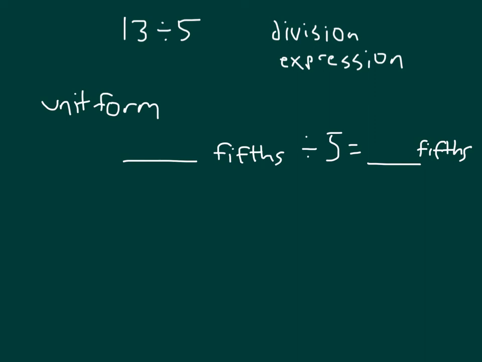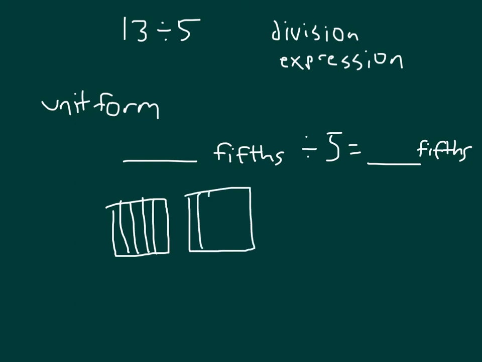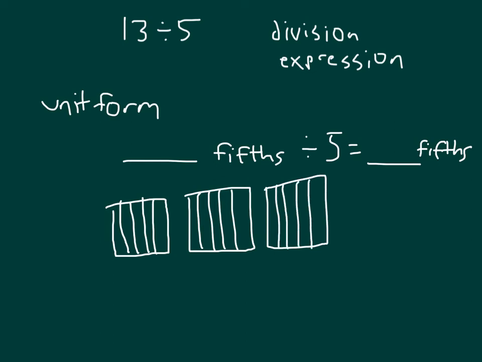Let's draw out a picture representation of a whole this time. So 1 whole is equal to how many fifths? Here's a whole. 1 whole is equal already to 5 fifths. If 1 whole is equal to 5 fifths, 2 wholes is equal to, right, 10 fifths. 3 wholes would be equal to 15 fifths.